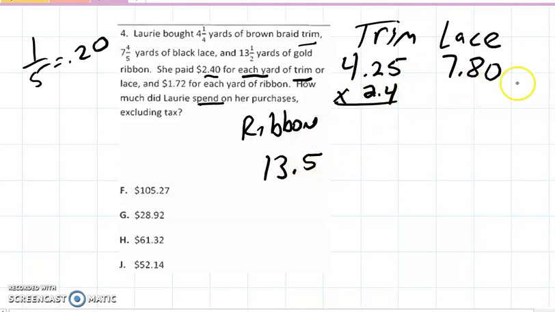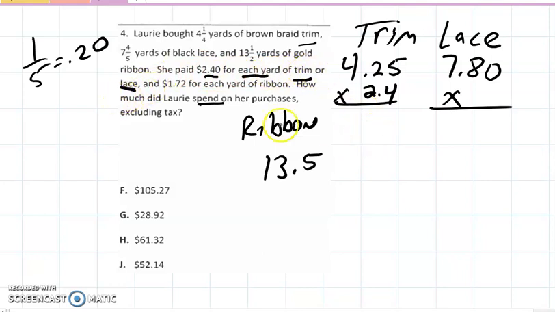Now, she also purchased lace. Well, how much is that going to cost her? She paid $2.40 for each yard of trim or lace. So that means the lace costs her the same as the trim. So again, you would put here the same thing, because it says trim or lace. So the cost is the same, $2.40 for each yard of trim or lace.